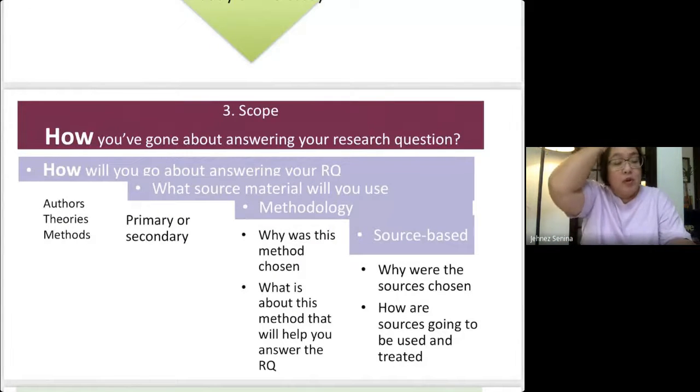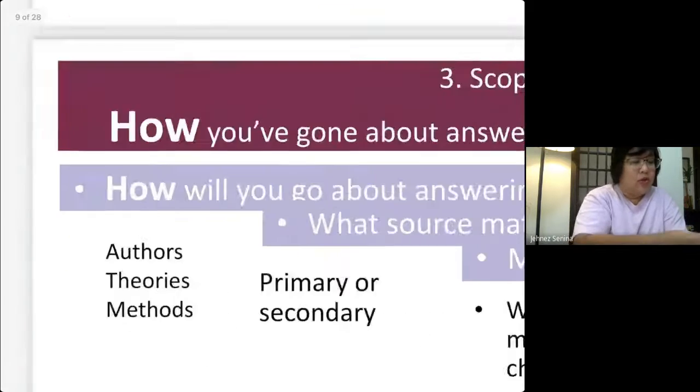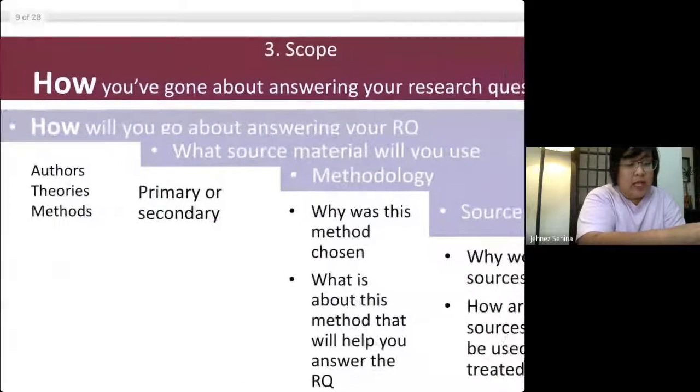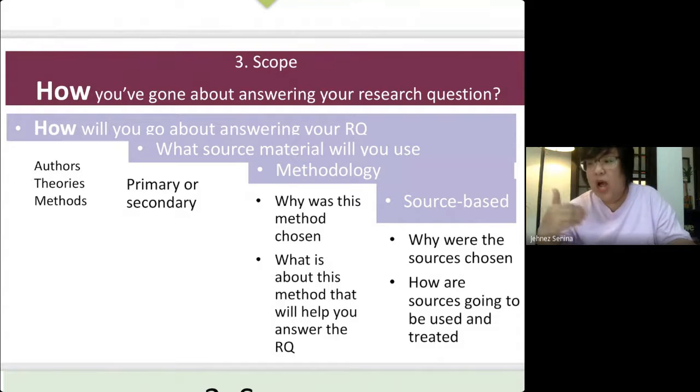So the third component is scope. When I say scope, I highlighted there the question stem how. So this is the how. You tell the reader, how are you going to answer the research question? So how? These are not the main points. So how are you going to answer a research question?